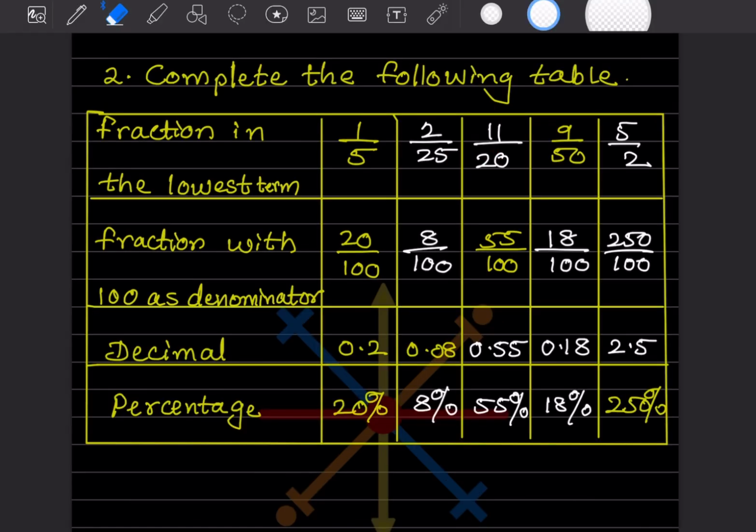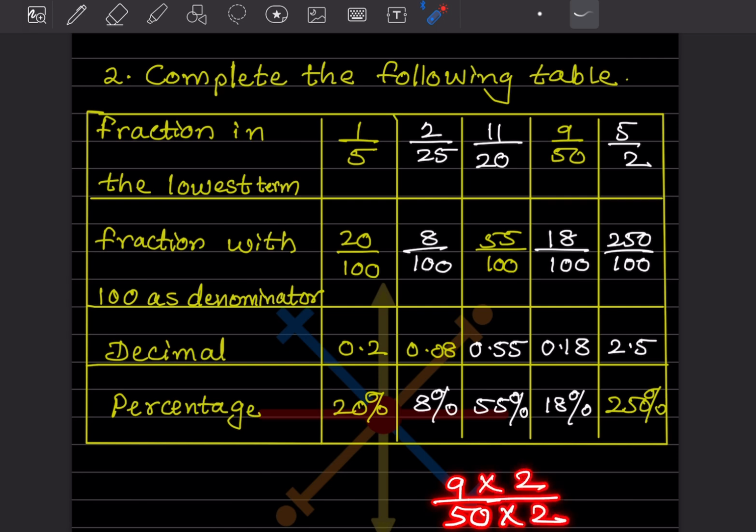Now let us see how to solve this question here. This is 9 by 50 given. So here they have said fraction with 100 as denominator. So what will you do here? 9 by 50, you are going to multiply this by 2. This also you are going to multiply by 2. So 2 50s are 100. So this will be 18 by 100.